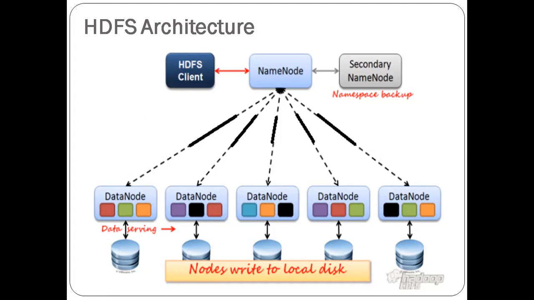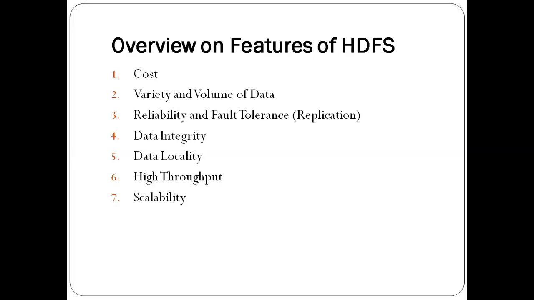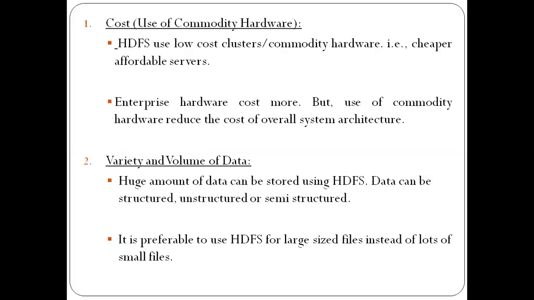Next, we'll look at the features. There are seven main features of HDFS: the cost, variety and volume of data, reliability and fault tolerance, data integrity, data locality, high throughput and scalability.